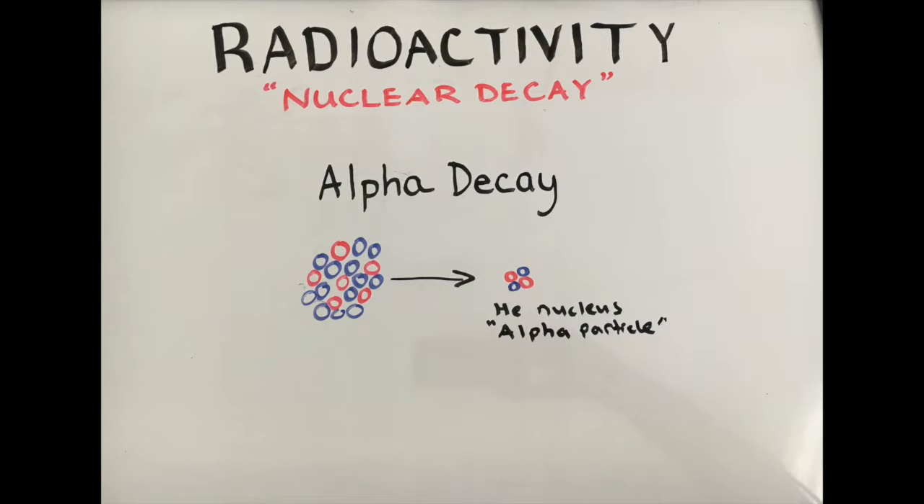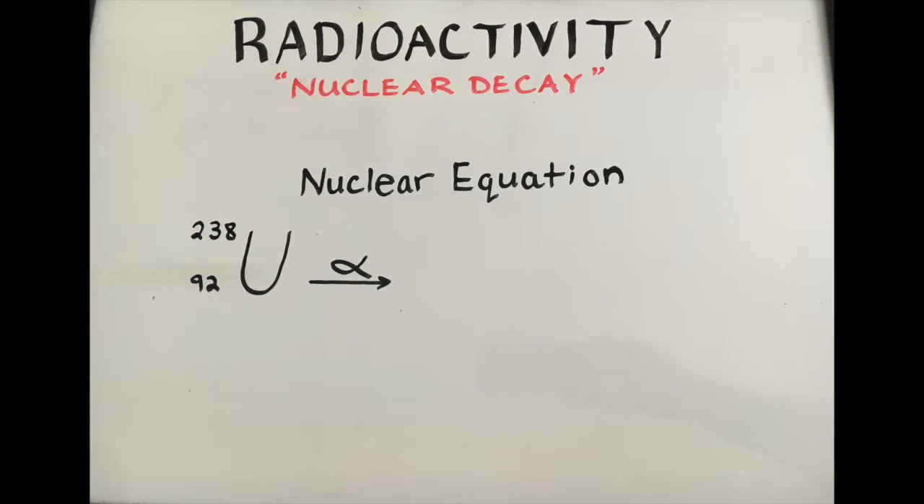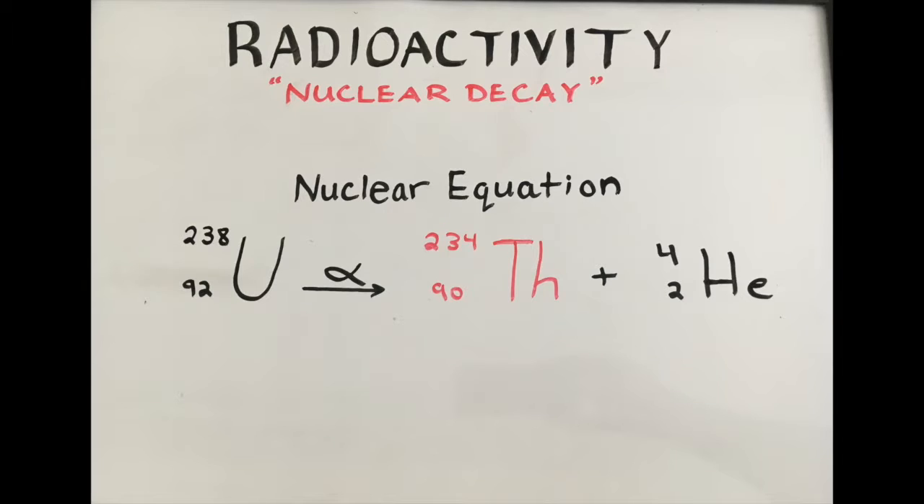Alpha decay is a process in which an atom's nucleus sheds two protons and two neutrons, which is a helium nucleus or alpha particle. For example, uranium 238 will decay to form thorium 234 by ejecting an alpha particle, and the resulting nuclear equation would be this.